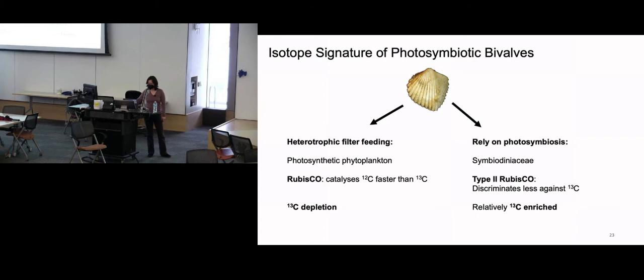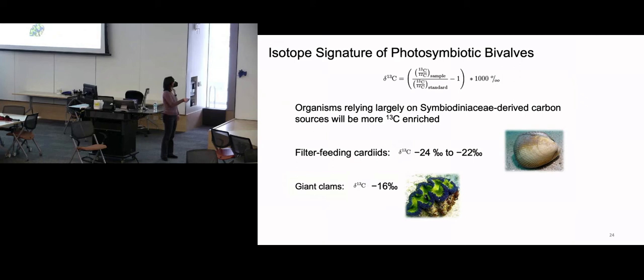So to look at the C13 level of these species, we have some standard. So we use delta C13 to indicate if they're C13 depleted or enriched, right? We don't have to worry too much about this. But the bottom line is, if you're completely heterotrophic doing filter feeding, your delta C13 is around minus 24 or 22, in that range. But if you're completely or largely relying on photosymbiosis, like giant clams, your delta C13 is going to be around minus 16. So we have this range, and then we can measure that for our study system and see where they fall in that range and how much they rely on photosymbiosis.